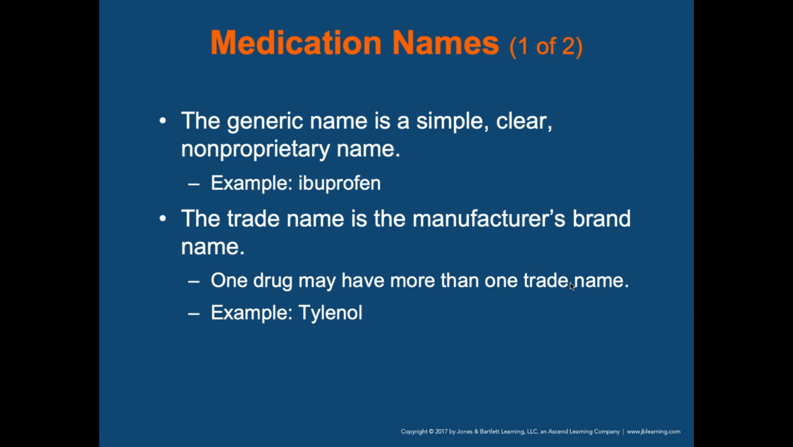So the generic name, for medication names, is a simple, clear, non-proprietary name, like ibuprofen. The trade name is the manufacturer's brand. One example that has more than one name would be Tylenol. Tylenol also has another name called acetaminophen. Same thing, just one has a trade name, one has a generic name. So Tylenol, acetaminophen.